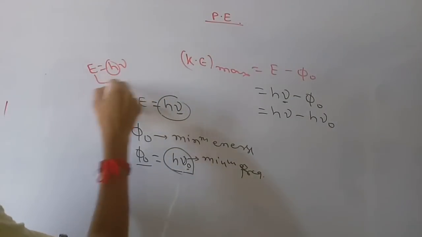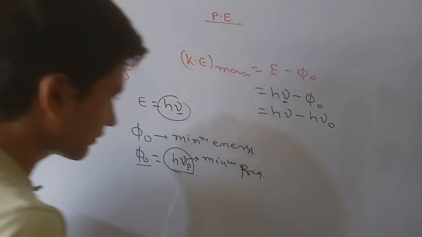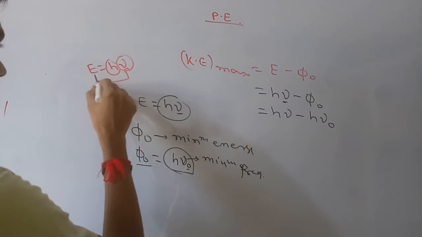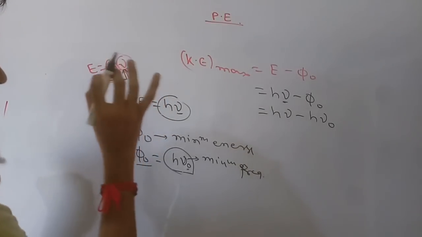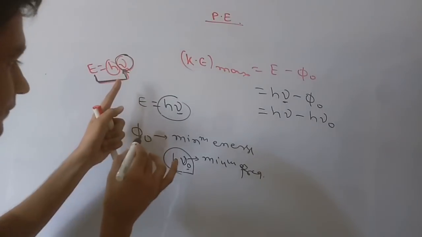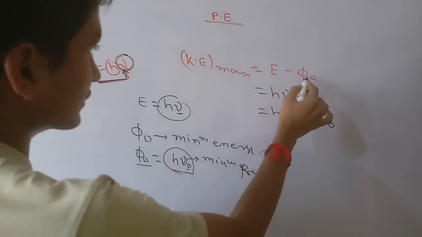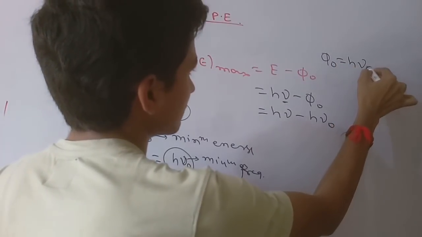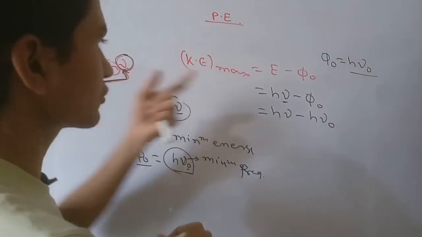H is a constant, so energy is directly proportional to frequency. So whenever we are talking about energy, we are indirectly talking about frequency. Mind it, again I am repeating, whenever we are talking about energy, we are indirectly talking about frequency. Clear? So this phi naught is your minimum energy, so this frequency will be the minimum frequency, because energy is directly proportional to frequency.